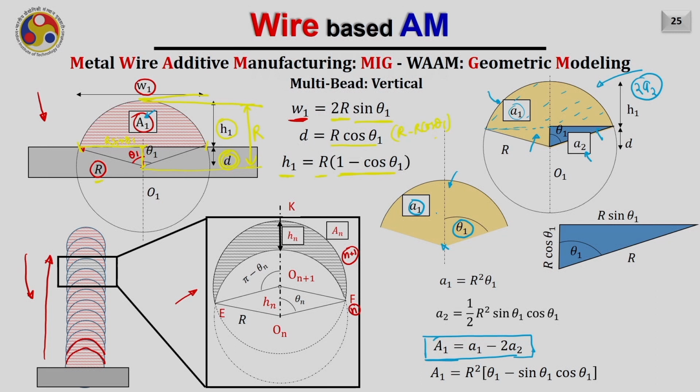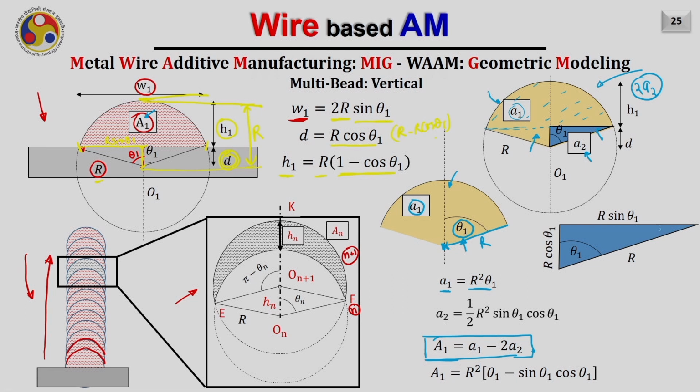It is very easy to calculate the area a1, because if I know this is the center and the angle from this line to the vertical line is theta 1, then easily I can say that the area a1 will be equal to r square theta 1. And of course, if this theta 1 is pi, it will be a complete circle, and the area will be equal to pi r square. So, it is just for the verification.